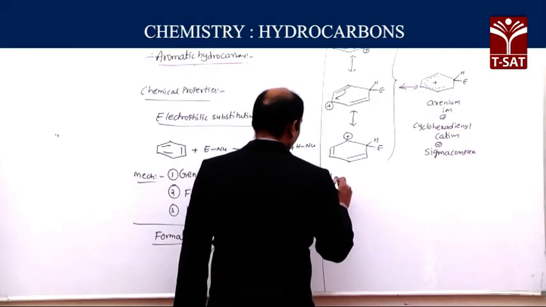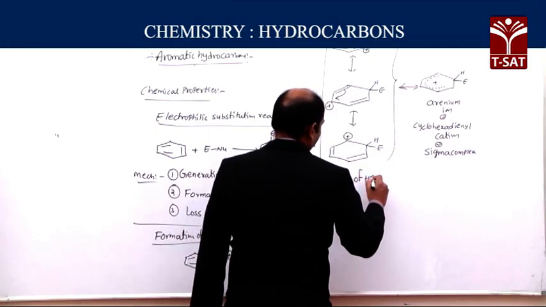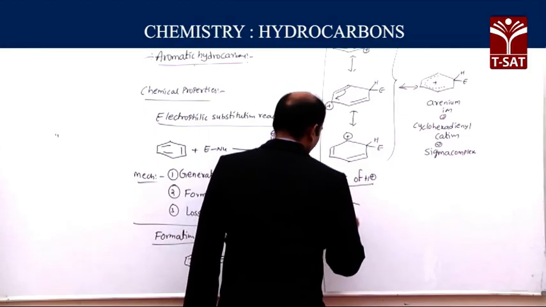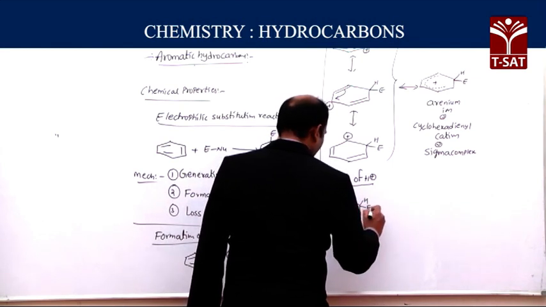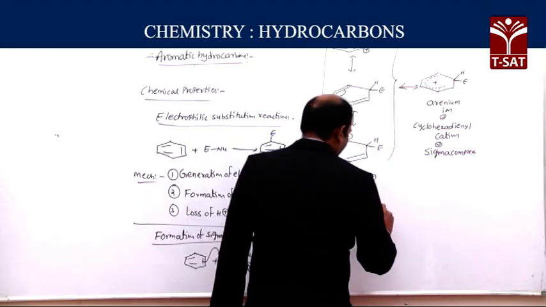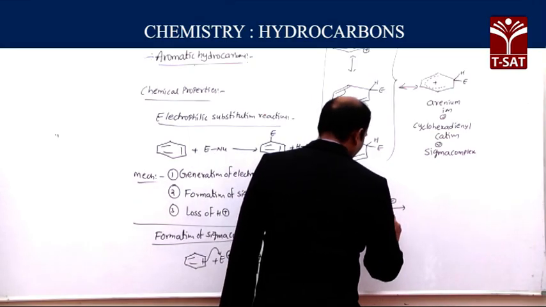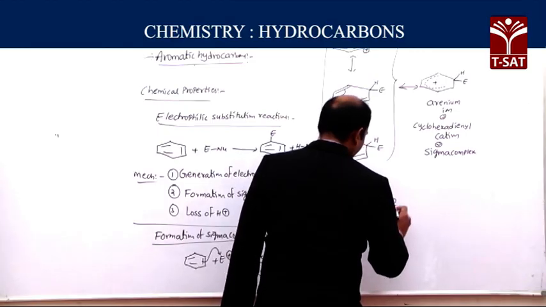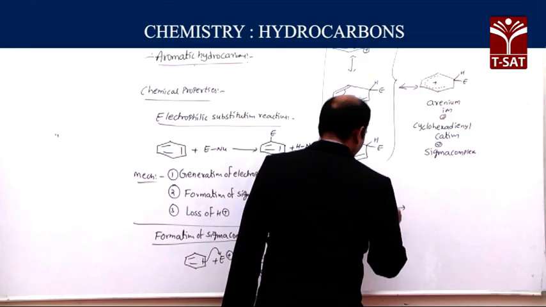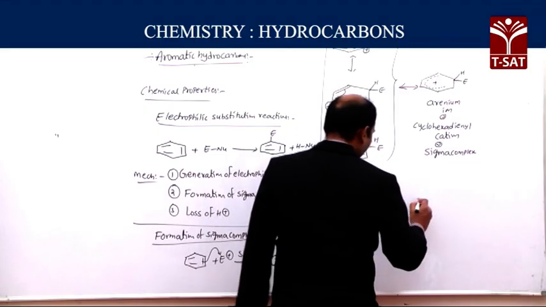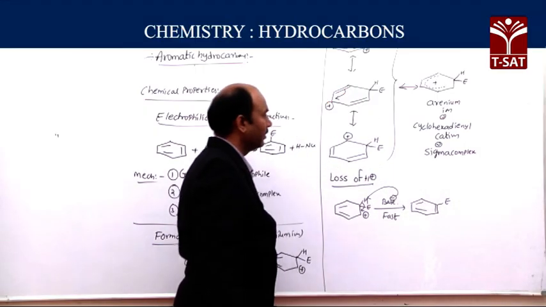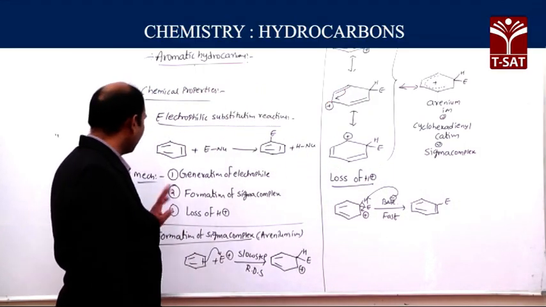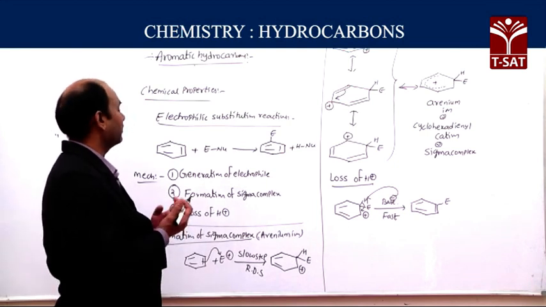The last step is loss of H plus. So what happens here? Take this arenium ion, this double bond, this is H, this is E, and it is positive charge. In this last step, generally this is a fast step. Here this is nothing but a base. This base abstracts this H plus and this bond is migrated. Here we get this compound, electrophile substituted arene. So this is nothing but electrophilic substitution reaction.